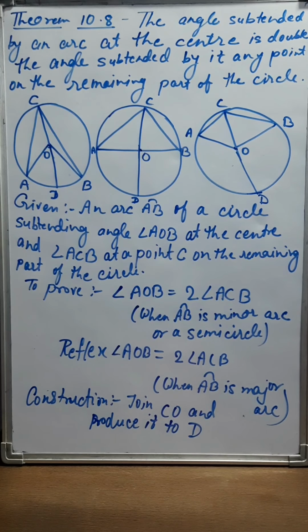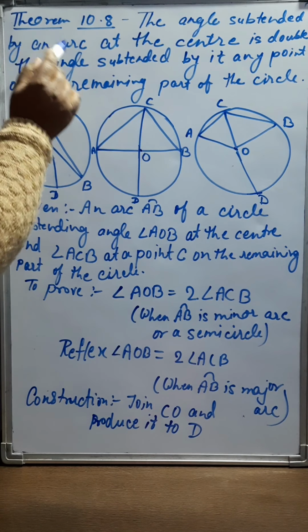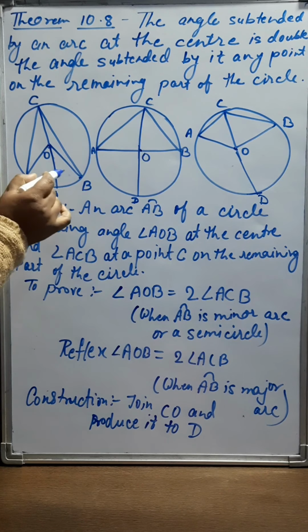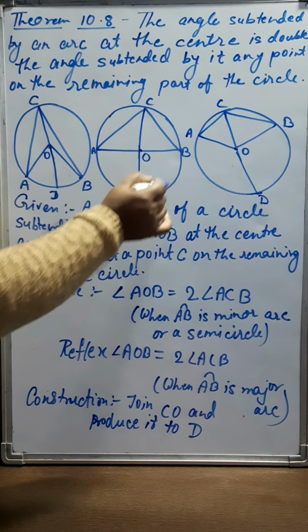Now we have to discuss theorem 10.8, which says that the angle subtended by an arc at the center is double the angle subtended by it at any point on the remaining part of the circle. Here you can see we have taken arc AB. We have made three diagrams. In the first diagram, arc AB is the minor arc. In this, arc AB is the semicircular arc. And here arc AB is the major arc.